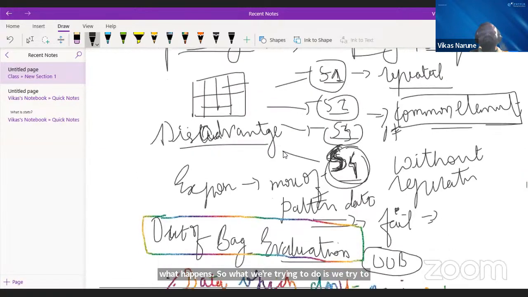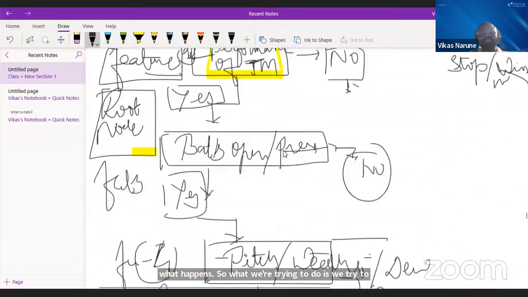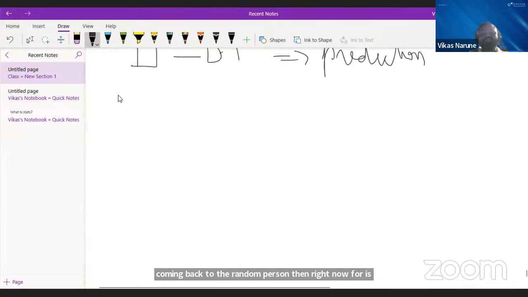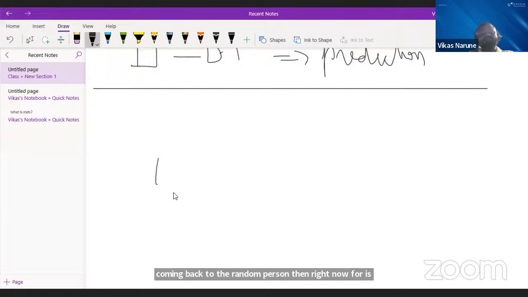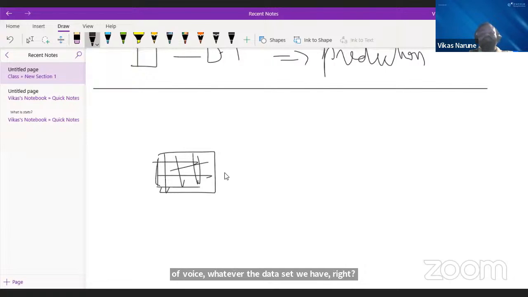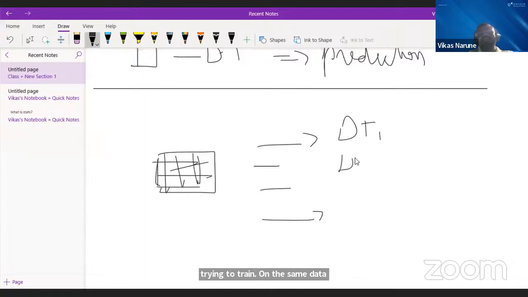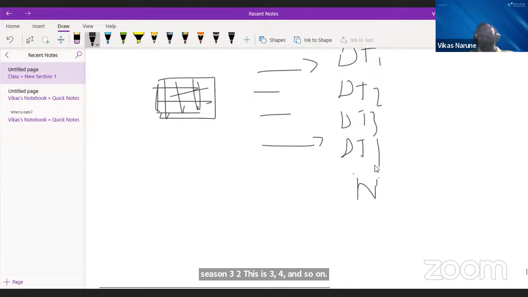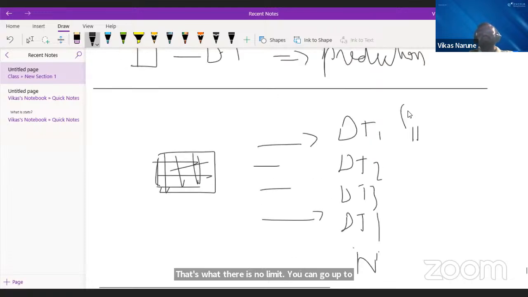Now coming back to random forest. So now you understand what the ensembling technique is. In random forest, whatever data set we have, we train multiple decision trees on the same data set: decision tree 1, decision tree 2, decision tree 3, decision tree 4, and so on. There is no limit. You can build as many trees together as you want.